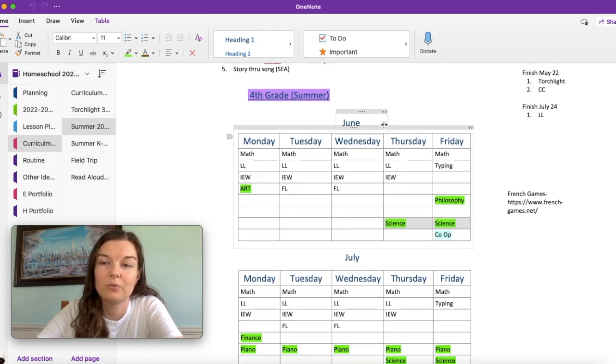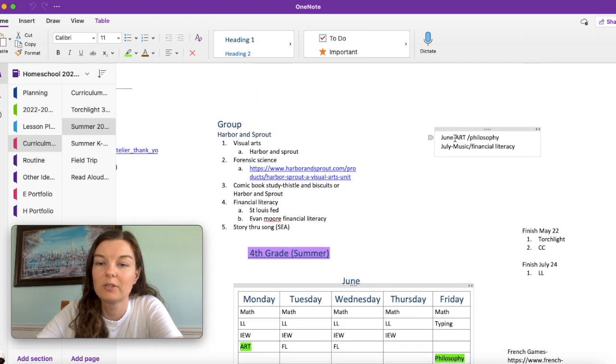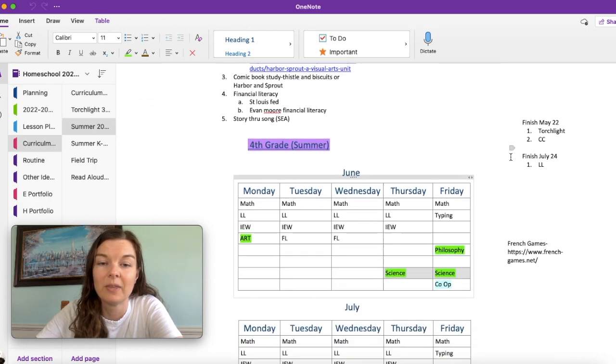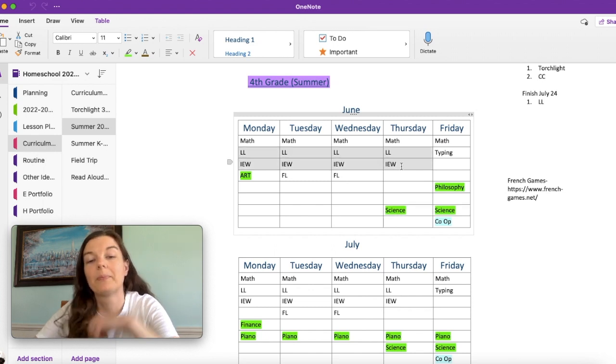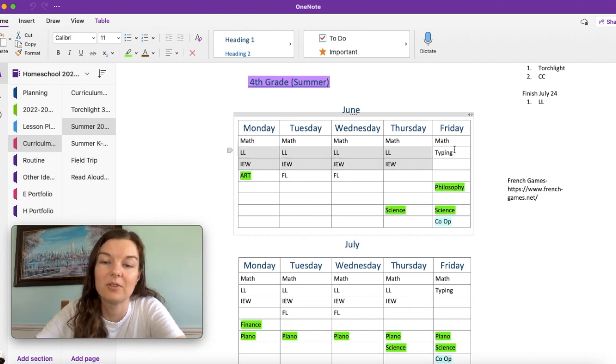So for June, and I put up here, June we're going to focus on art and philosophy. July we're going to focus on music and financial literacy. So this is what this summer will look like for my 4th grader. So for June, she'll do her math, her dimensions, she'll do her lightning lit and IEW combined. Again, those are only 4-day programs, so we don't have to worry about that 5th day. So that 5th day, I have her just doing typing.